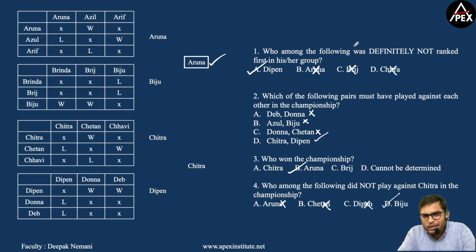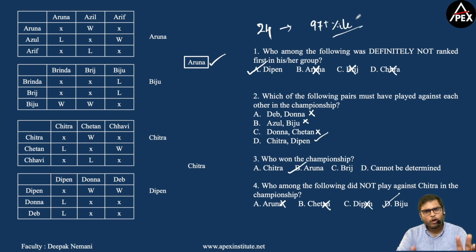Now if you had solved these 2 sets in the LRDI section of CAT 21 slot 2, you would have got 24 marks and your percentile will be around 97 plus percentile. And if you consider yourself weak in the LRDI section of CAT, solving these 2 sets will take you to 97 plus percentile. Now I'm talking about solving with 100% accuracy, and you should also ensure that your accuracy is minimum 85%. That means if you attempt 10 questions, minimum 8 questions should be correct.